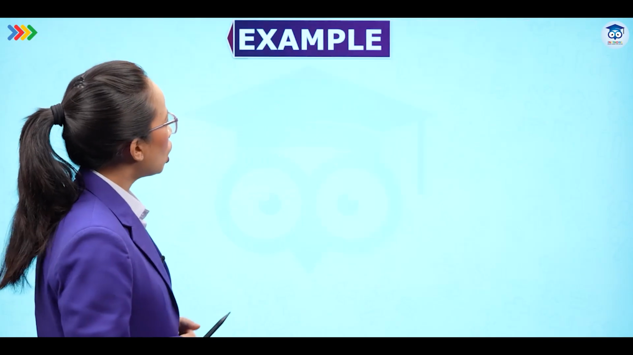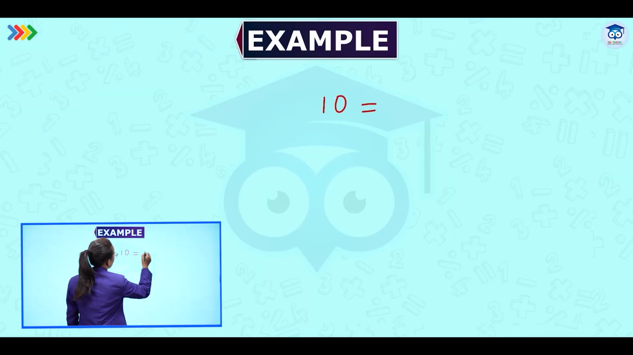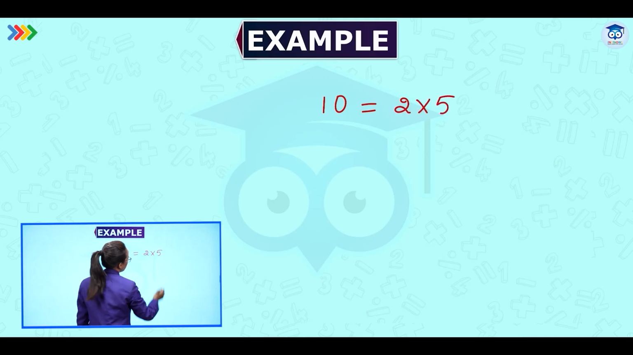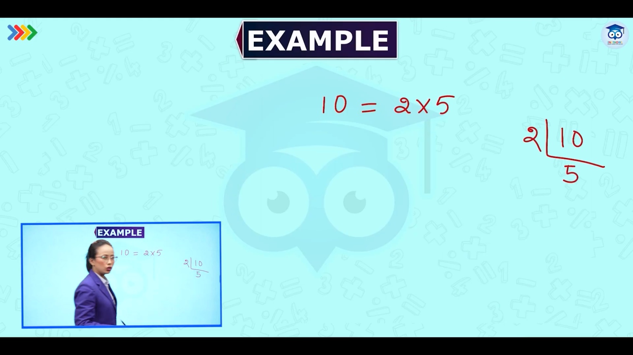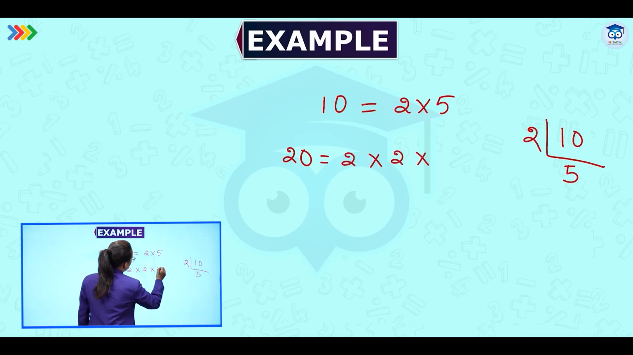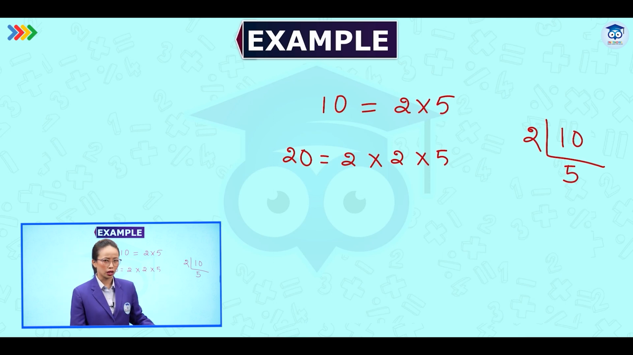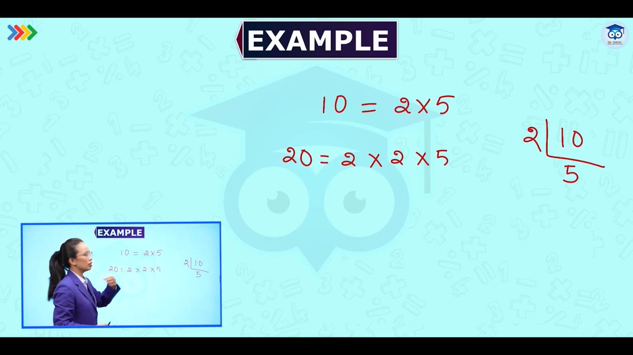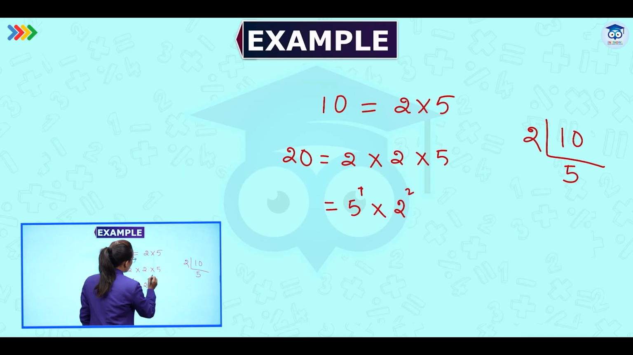Okay. So let's take the example now. Suppose you write 10, 10 can be expressed as 2 into 5, right? Because we are doing this factorization. Understood? Now if you have 20, you will have 2 into 2 into 5. We are expressing it as a product of primes. You can express this as 5 into 2 into 2. That's unique. If you calculate, your answer will be this only. 2 will repeat 2 times and 5 will repeat only 1 time.